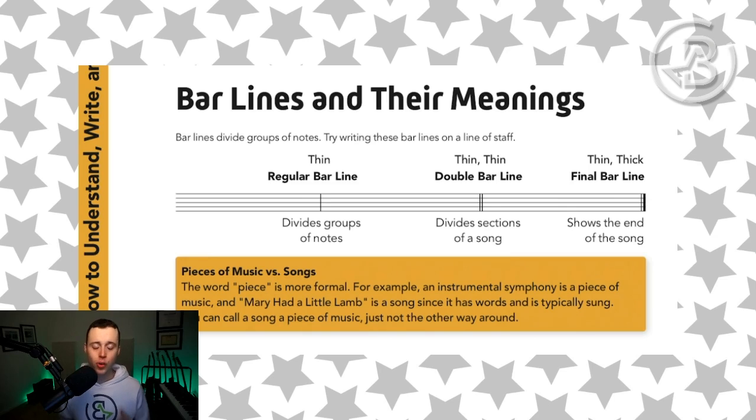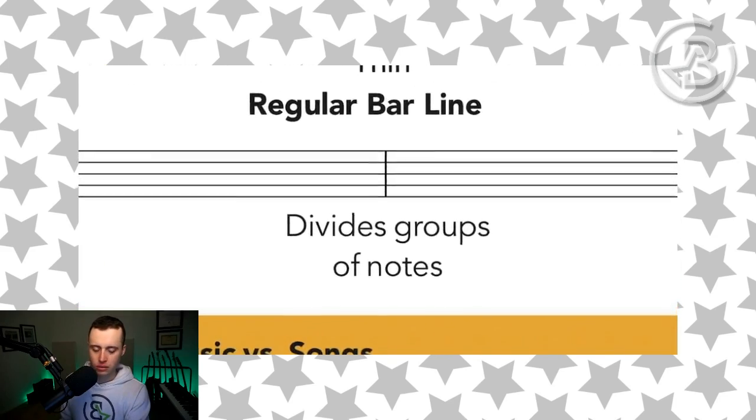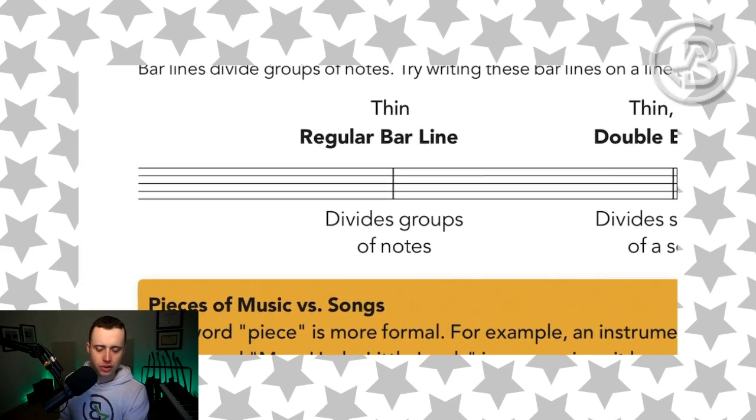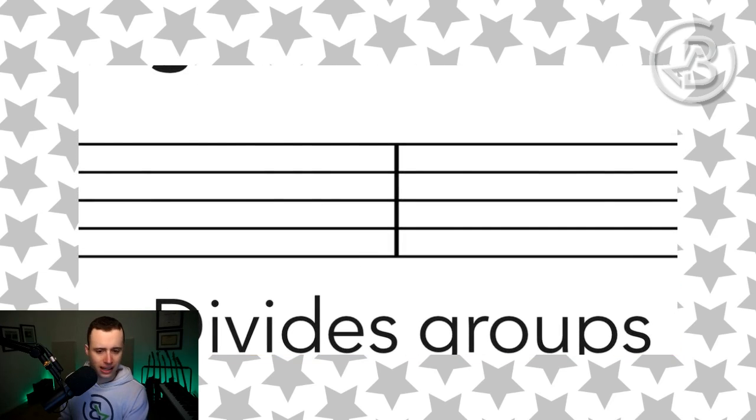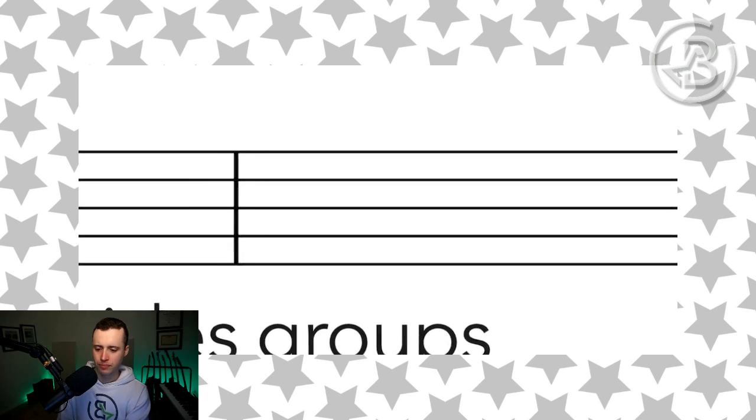In this lesson, you are going to understand bar lines and measures, because bar lines and measures work together and you will see why in just a moment. First, let's talk about bar lines and what they mean. Bar lines divide groups of notes or show other things. For example, a single bar line, or a regular bar line, divides groups of notes. That's just one single line going down the staff. The staff is 5 horizontal lines. A bar line is just one single vertical line.